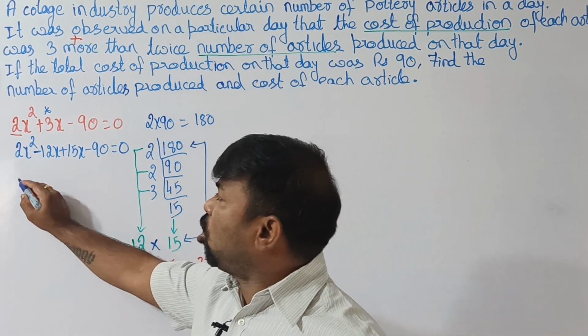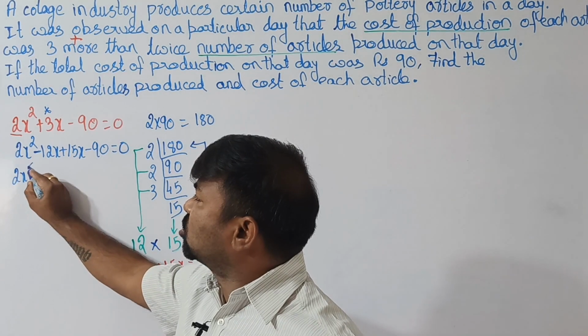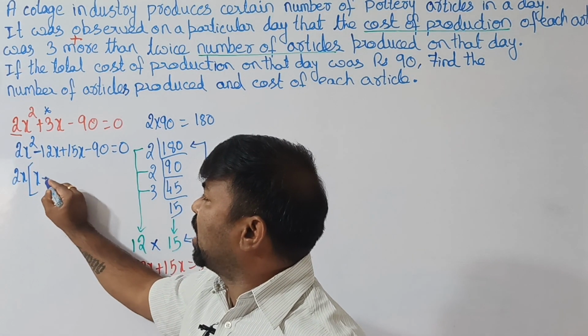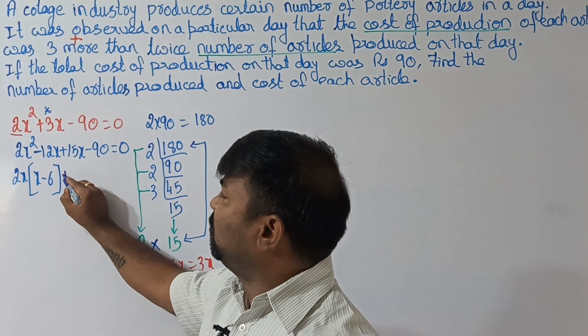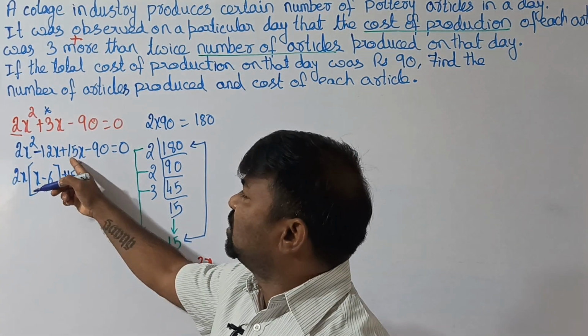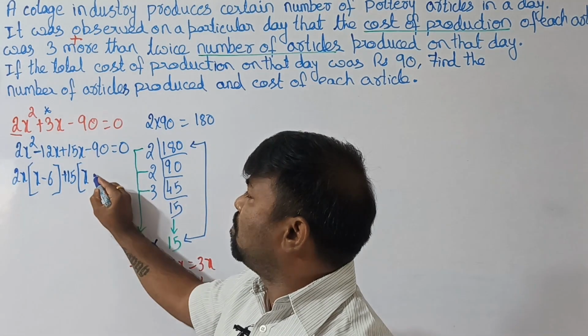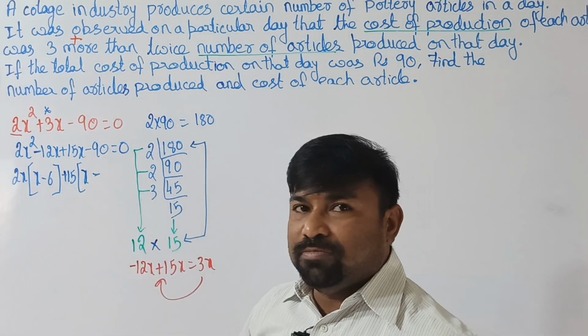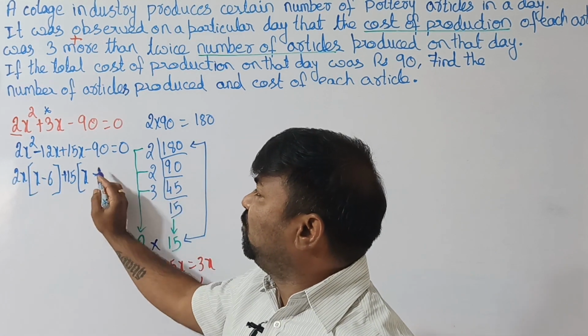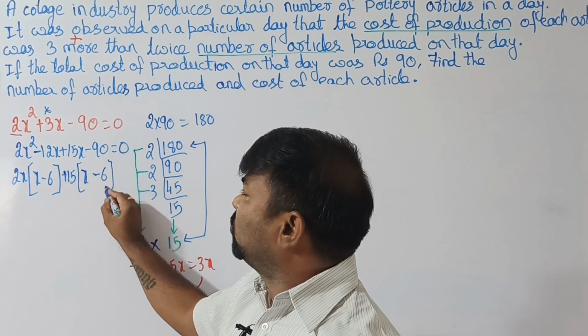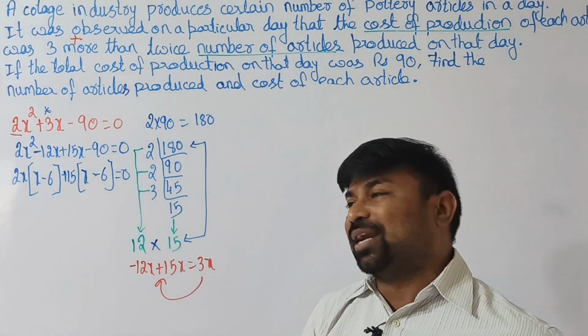Okay, now I'm taking common. I'm taking 2x as common, then I'll be getting x minus 6. Fine. Now from out of these two, I'm taking 15 as common. If I take 15 here, x is left over, minus is left over. 90 means 15 times 6, so if I remove 15 from it, 6 is left over. This is how, hope you are able to understand that.